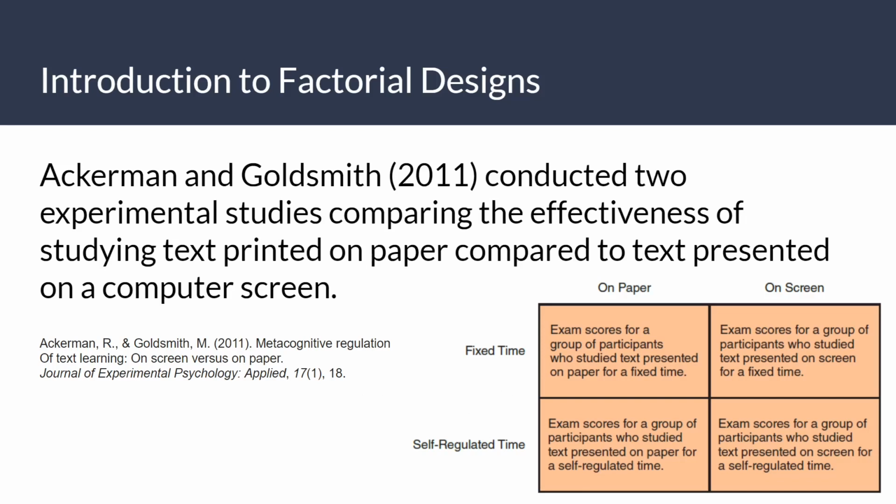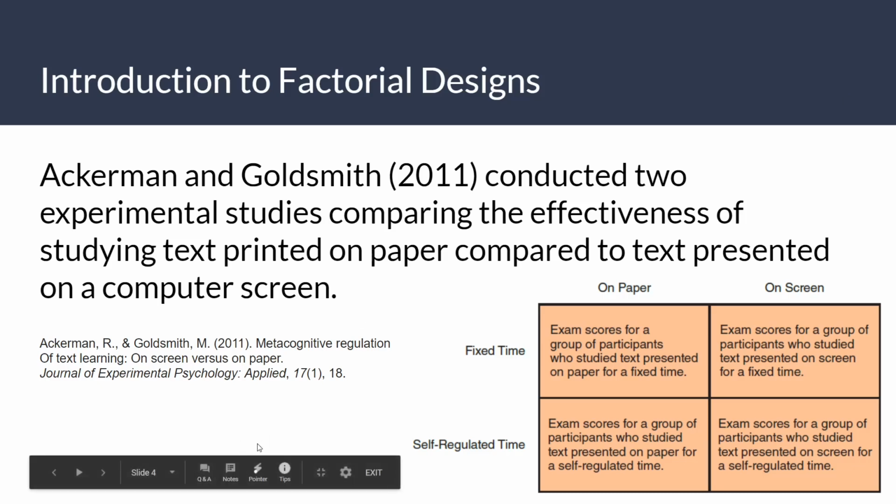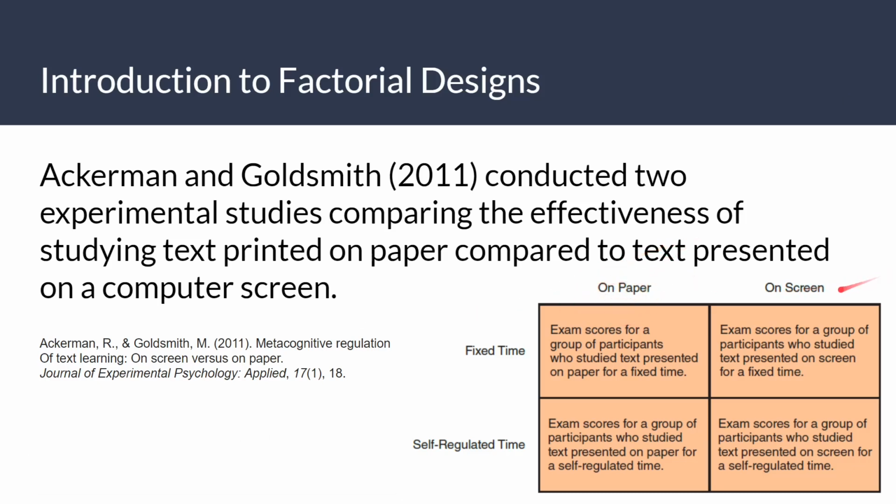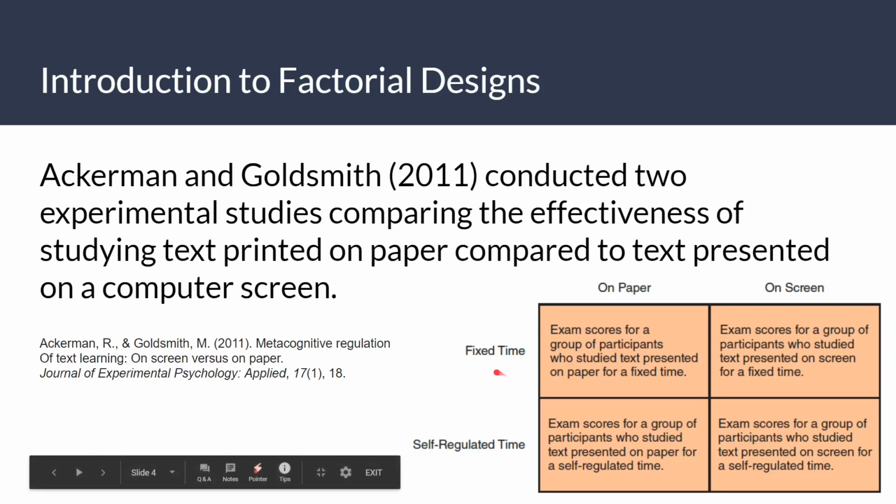Back in 2011, Ackerman and Goldsmith conducted two experimental studies comparing the effectiveness of studying text printed on paper compared to text presented on a computer screen. However, there's a twist once again. Other than determining whether you read the material on paper or on screen, they also changed the schedule of studying those materials, and they divided that into two: fixed time or self-regulated time.